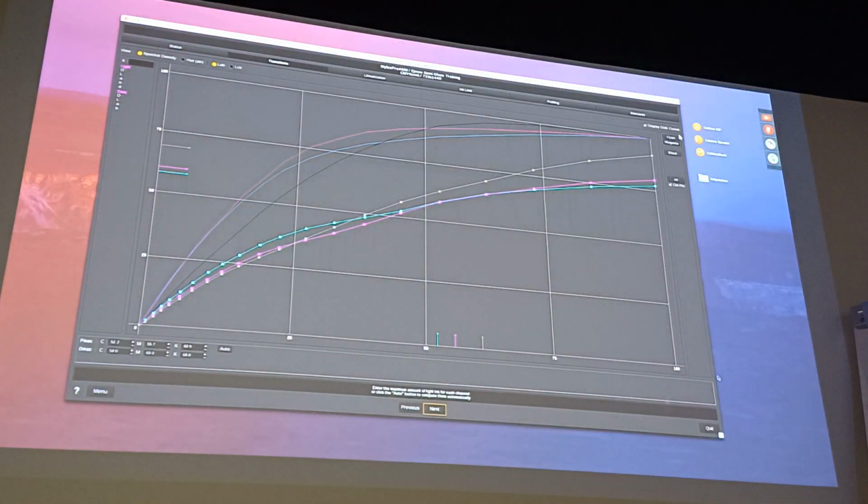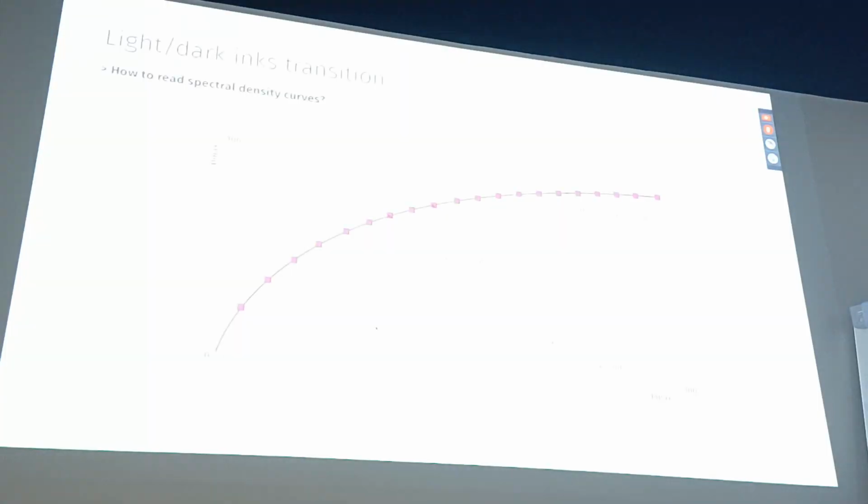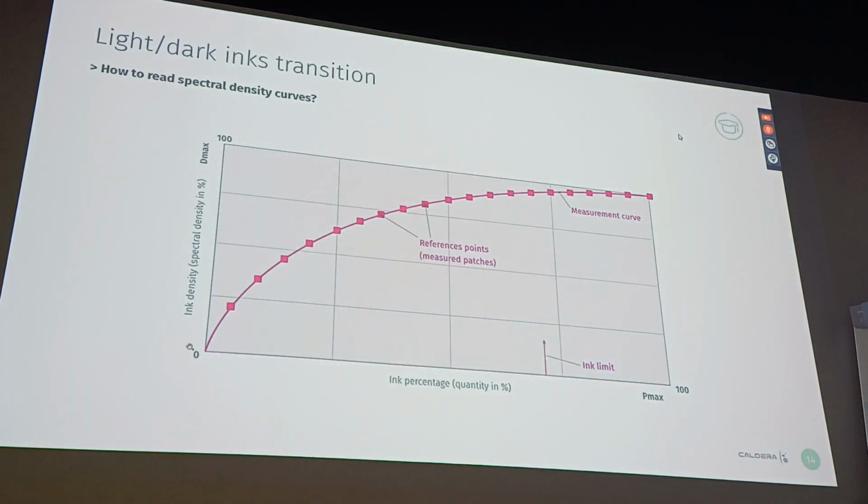So you can see here a two-dimensional graph. We have two axes, and the vertical axis is the ink density, so this is spectral density in percentages. In the horizontal axis, we have ink quantity in percentages as well. The maximum ink percentage is called Pmax, and the maximum spectral density is called Dmax.